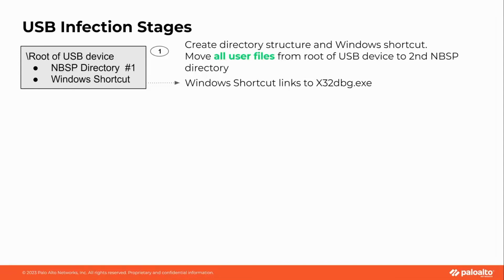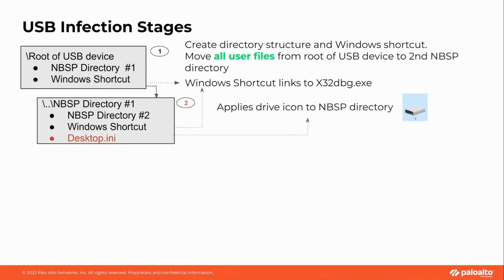All user files are moved to a second NBSP folder on the root of the USB device. So within that NBSP directory, you'll have another NBSP directory, another shortcut, again going to x32 debug. Maybe they believe 2 is 1, 1 is none. They want to pretty much guarantee if a user were to click that shortcut, it would execute their code.